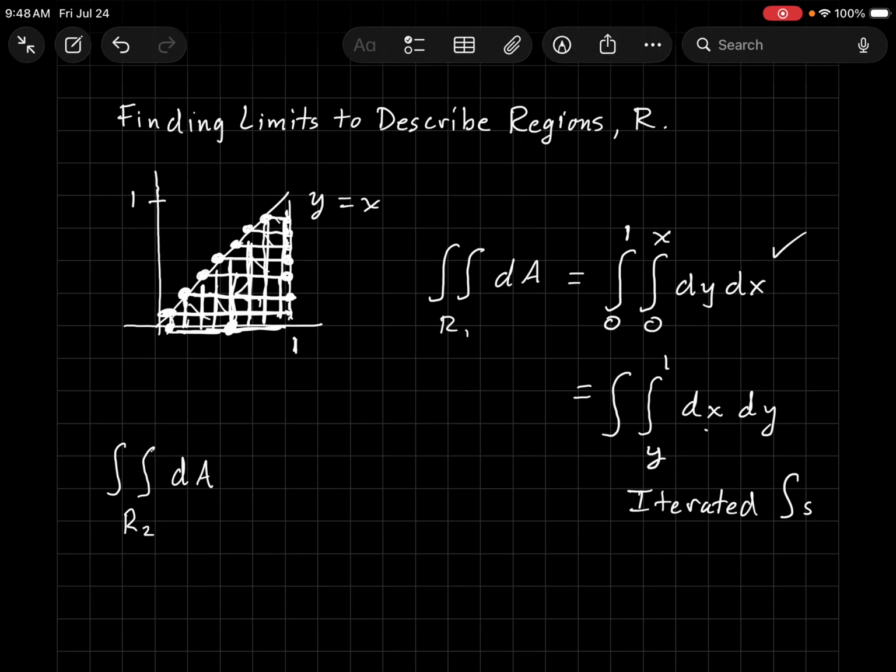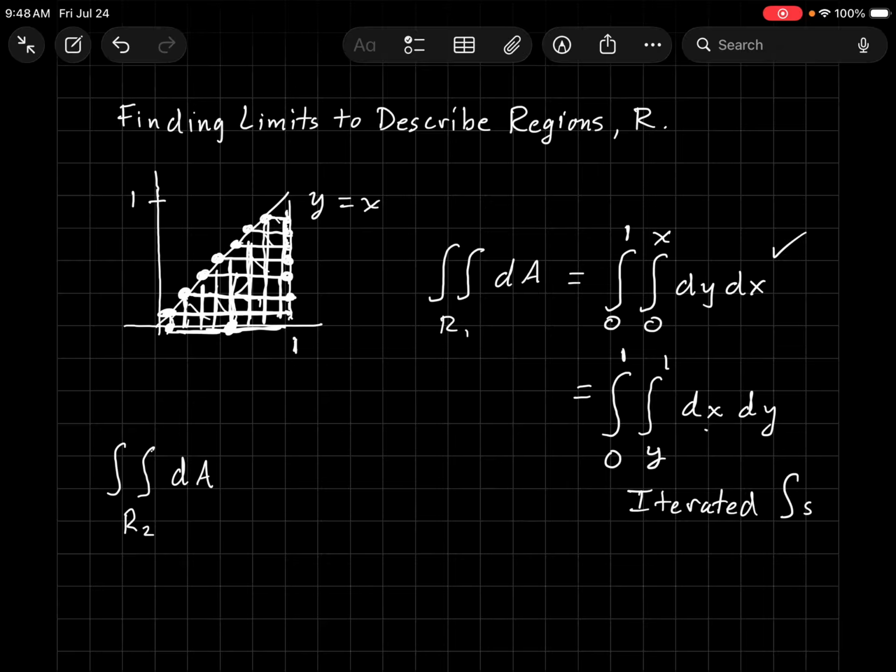Now where did I start making these rows? Well, at y equals 0, and I stopped making them at y equals 1. So when you change the order of integration, you don't simply swap out the letters. You have to kind of think about what's happening so that we can get the limits.